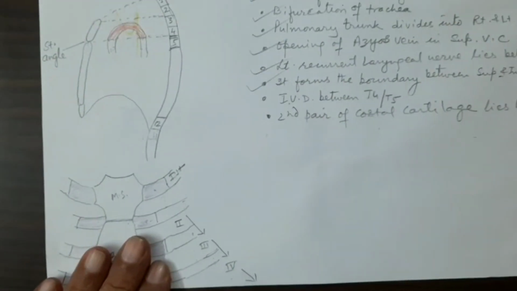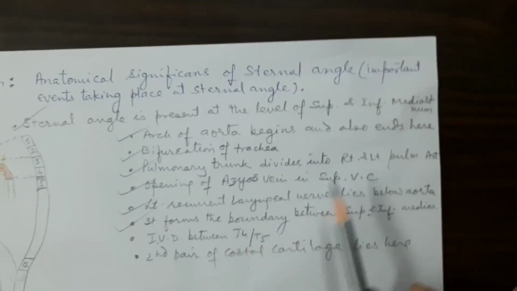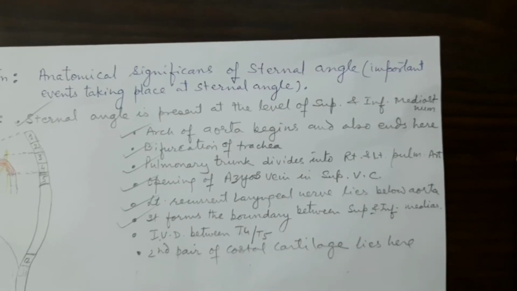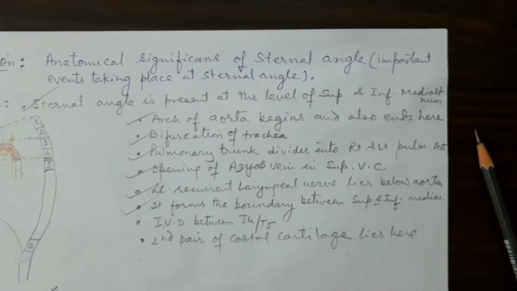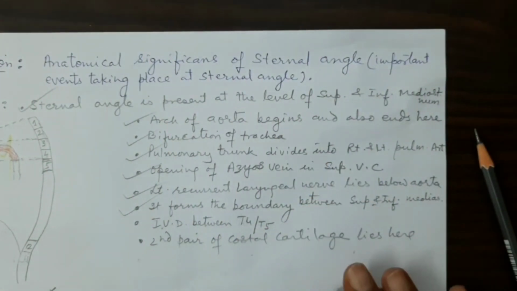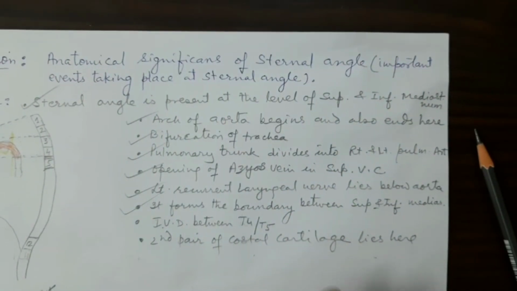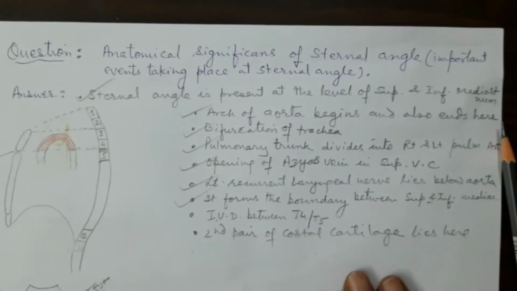So this is a very short video which is telling you how to reply to the viva question, what are the events which take place at the level of the sternal angle. Just remember this. These are important points I have taken, and if you can remember this, you will be able to answer your teacher.